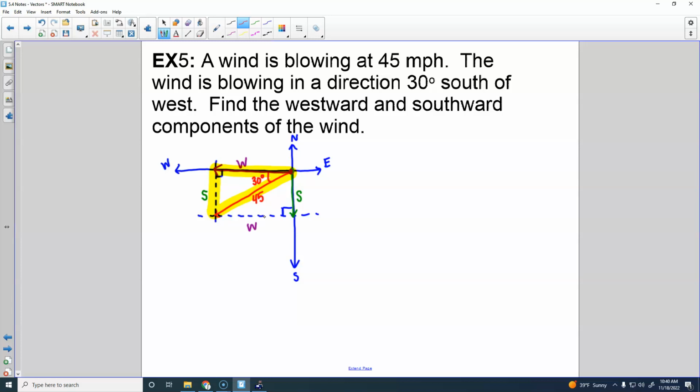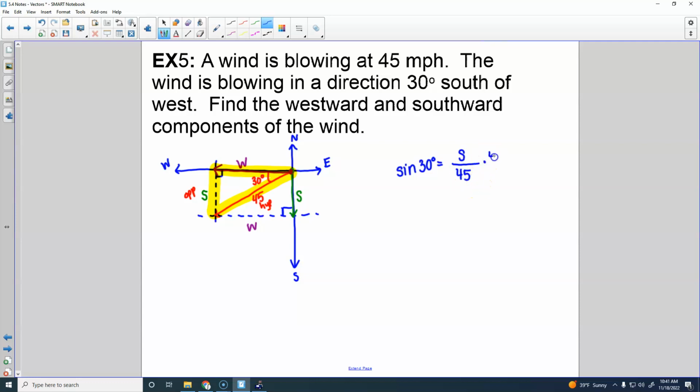So you are going to focus on this one piece at a time. So I either need to find S or W first. Lucian, which one do you want to find? S or W? Okay, so we're going to find S. Would S be my opposite, adjacent, or hypotenuse? This is opposite. And 45, hypotenuse, right? So opposite and hypotenuse means that we're going to use sine. So we're going to have sine of 30 degrees equals our opposite, which is S, over our hypotenuse, which is 45.